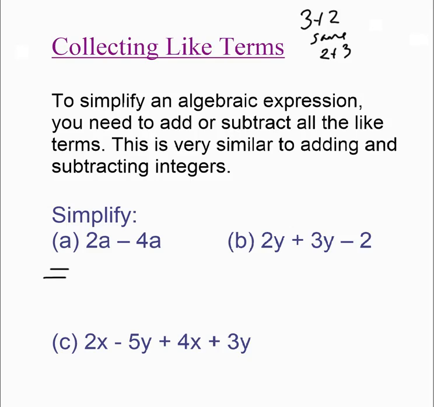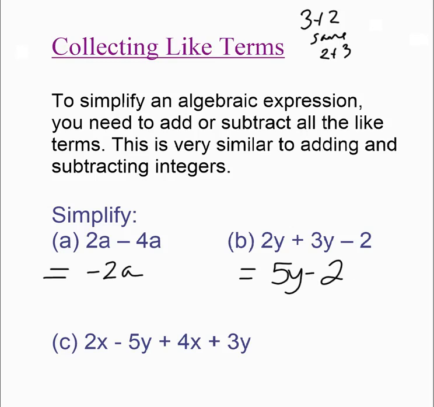2a's take away 4a's. That's just the same as saying what's 2 minus 4. So it's just like adding and subtracting integers. So 2a's take away 4a's is negative 2a. The next one, same thing. It has already been collected for you. The like terms are already together. So 2y plus 3y, that's 5y minus 2.